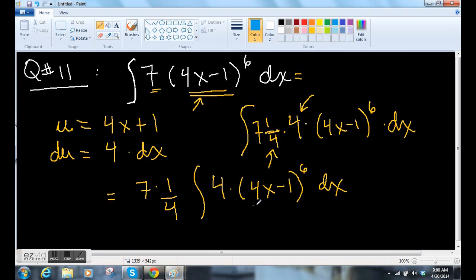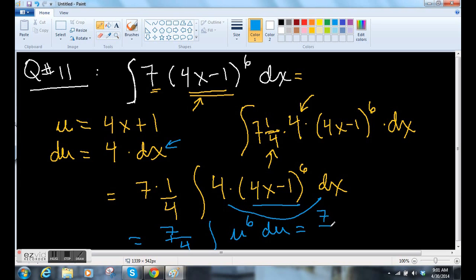Because now this piece is equal to the integral of u to the 6th, and that 4 dx is du. And in the front, remember you can factor out a constant, so that's 7 divided by 4. Easy. Now we're home free. Check this out. You're going to like this. So this is 7 over 4. Now, finally, we can take an integral.